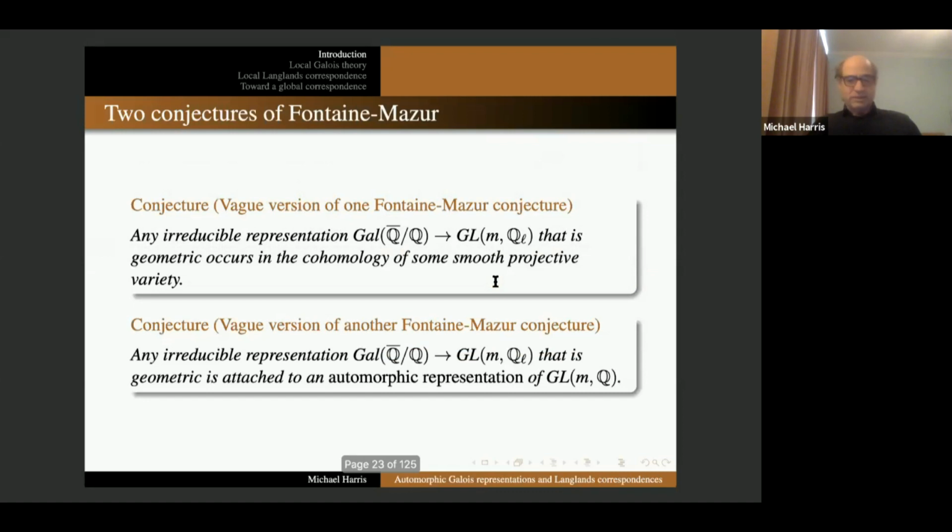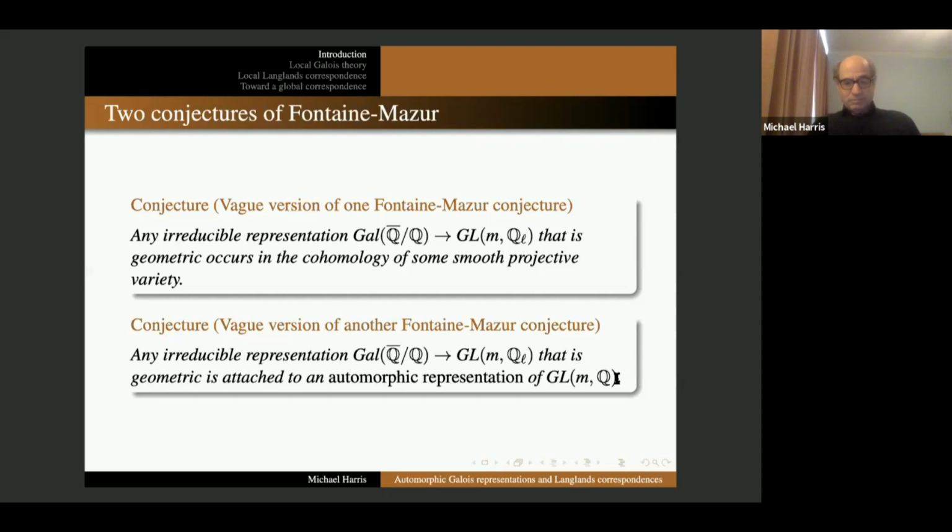The conjectures are precise. Here's another one of the conjectures in that same Fontaine-Mazur paper. Any irreducible representation that is geometric is attached to an automorphic representation of GL_m over Q. Well, this is a novel object here. Up until now, we were talking about geometry and arithmetic, that is to say, Galois theory, and now we're bringing in something, an extraneous point of reference.